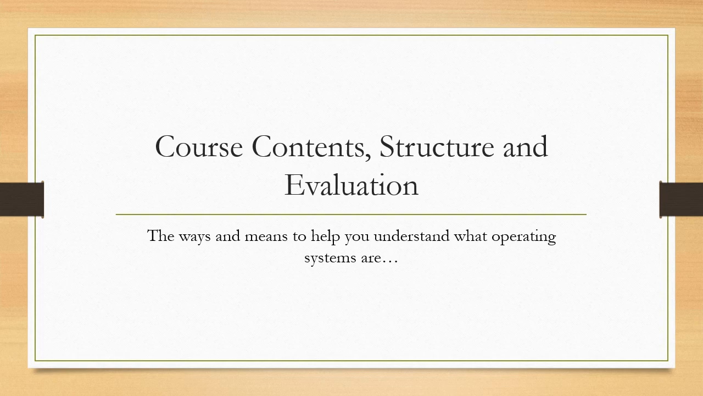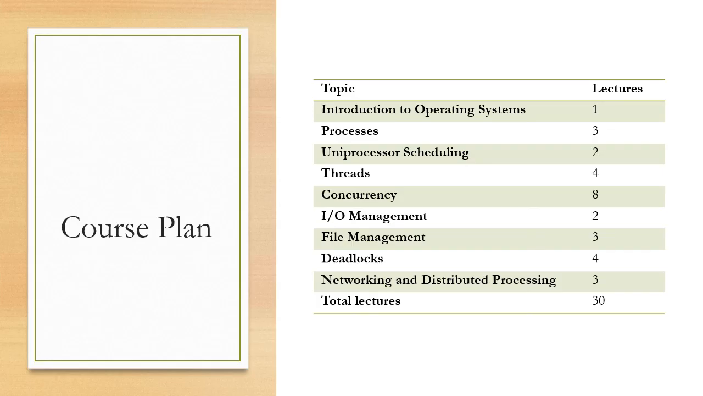So let us talk about the course. This is the course plan. The topics are Introduction to Operating Systems, Processes, Uniprocessor Scheduling, Threads, Concurrency, I/O Management, File Management, Deadlocks, Networking and Distributed Processing, and the total number of lectures is 30. The complete course profile is uploaded in Google Classroom.